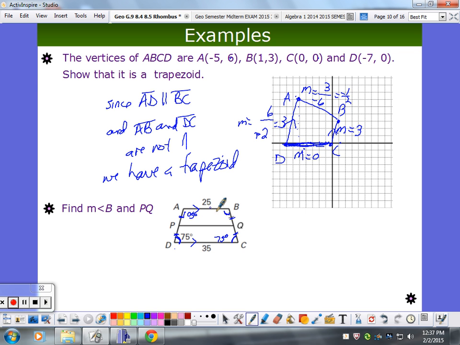Supplementary angles, right? Because here's my parallels. So that's the transversal. So if that one's 75, that's 105. That's 180. So then what's this one? 55. So my measured angle B is 105 degrees. Excellent. All right, now let's see if we can figure out what PQ is. PQ is the mid-segment. You have eight? How'd you get it?